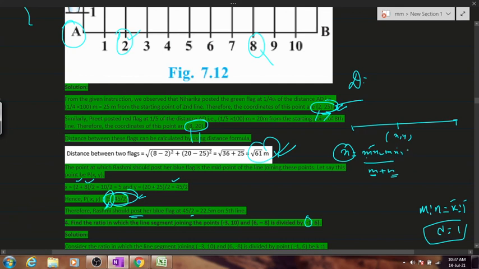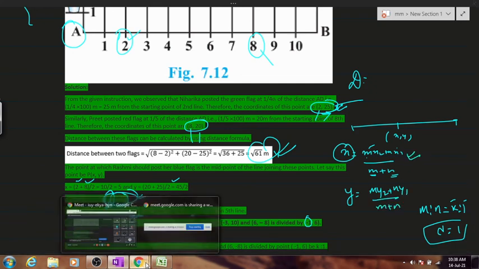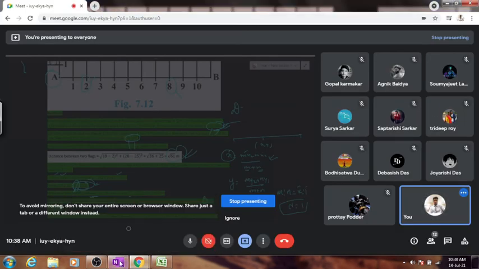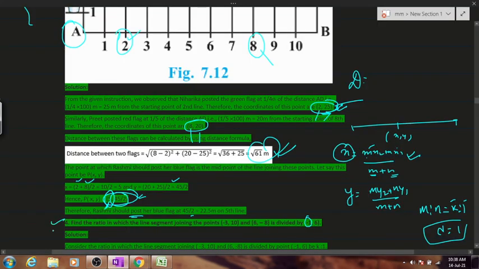Clear? Yes or no? After that, the y coordinate will be (my2 plus ny1) by (m plus n). Please confirm if this one is clear to everyone or not. Please, yes or no. This type of question is VVI. What does VVI mean?